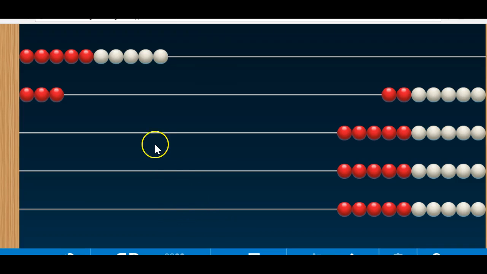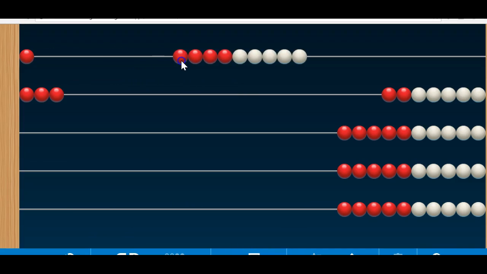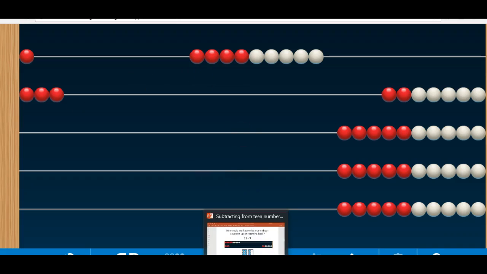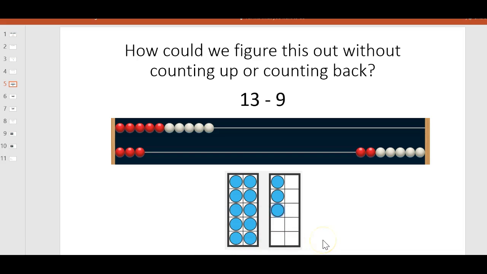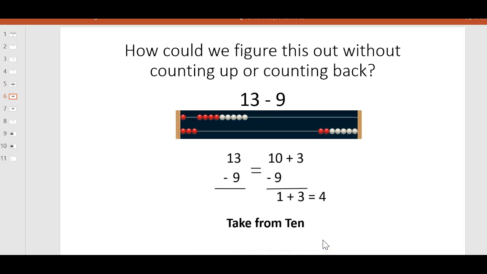And one way that students might think about this is, once they've set up their 13, is to say, you know what, I see that it would be really easy to take 9 away from the top row. And so then what I'm left with is 1 from the 10 and 3 more. So my answer is 4. And so they might start realizing that they could use a strategy called take from 10.